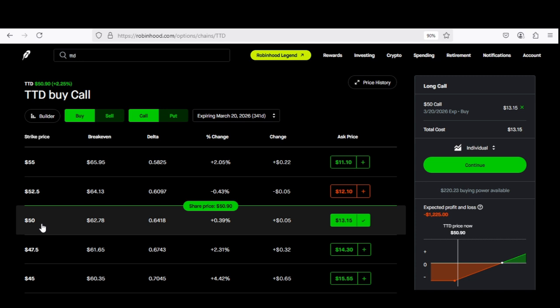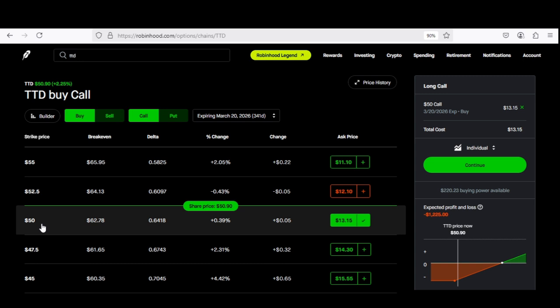Now, the reason I decided to go with the $50 strike price in order to pick up a Trade Desk LEAPS option is because I know this stock. I already do have this LEAPS option at a $60 price. What I'm doing now is that I'm going to be DCAing in LEAPS, or rather, I'm going to be dollar cost averaging with my LEAPS. I did make a video about how to dollar cost average with LEAPS options.